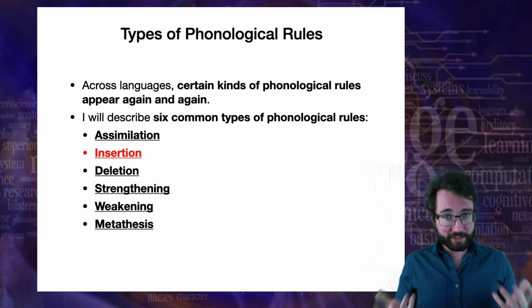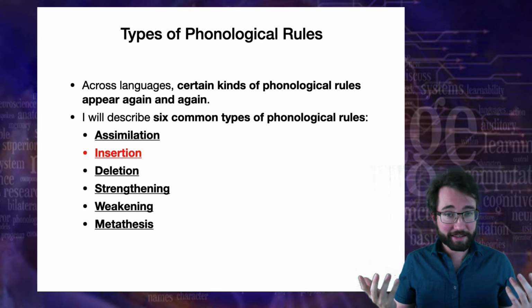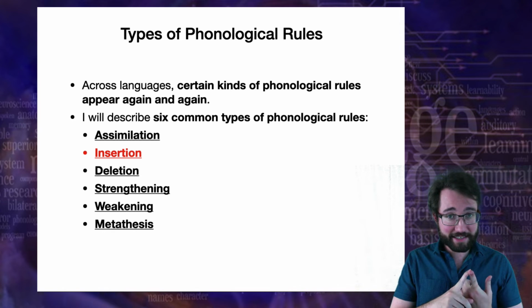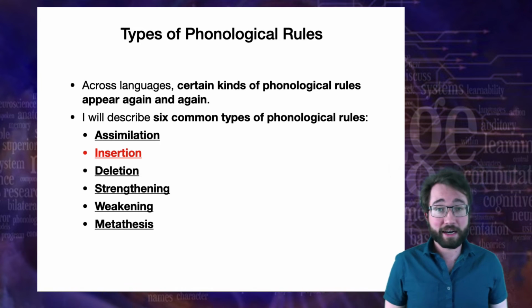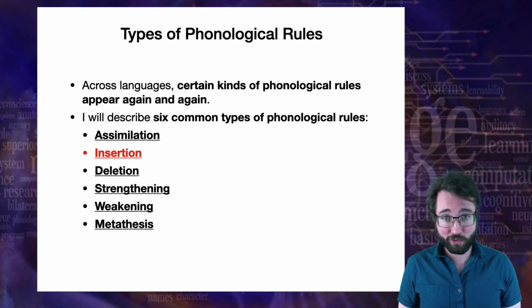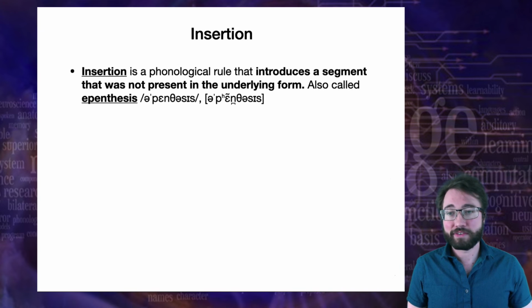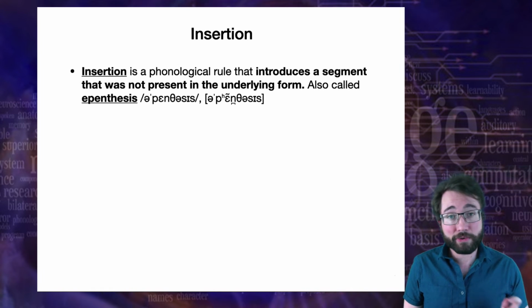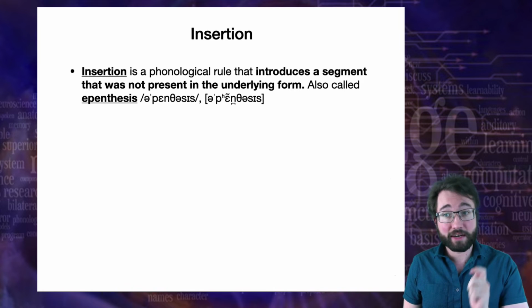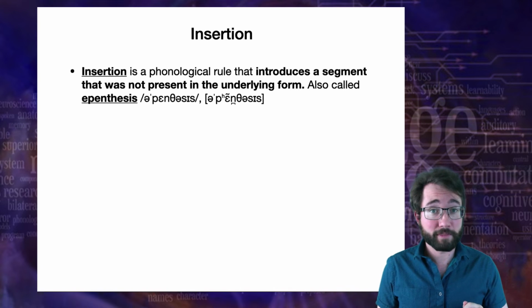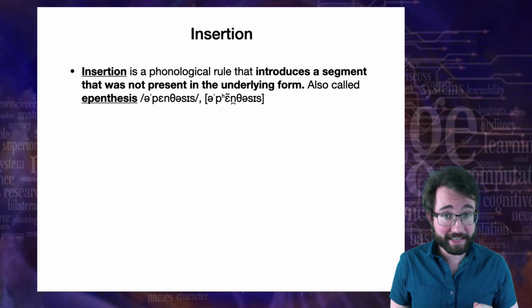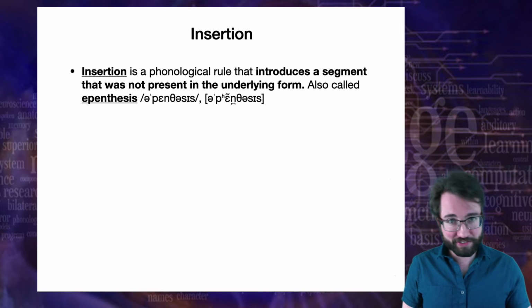So that concludes assimilation. I talked through 4 common kinds of assimilation, things like nasalization, nasal assimilation, voicing assimilation, palatalization, and place assimilation. Now we're going to move on to the next common kind of phonological rule, which is insertion. Insertion is a phonological rule that introduces a segment. It introduces a sound that was not present in the underlying form. This is also called epenthesis. The technical term for this phonological process is epenthesis, or insertion.